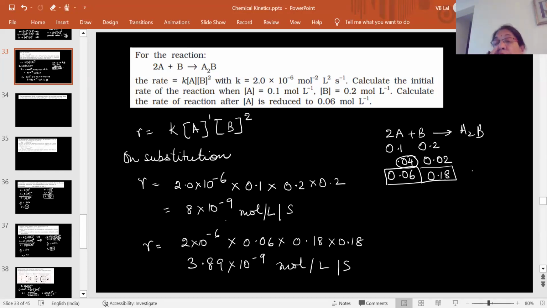Okay, so what do you see? When the concentration of reactants has reduced, the rate of reaction also has come down. Sometimes the questions may be like this. Here you have to use the same rate law, but you may have to separately find the concentration of the reactants using the earlier knowledge of rate of appearance and rate of disappearance, keeping that in mind, you will have to do the calculation. So that's why I did this.